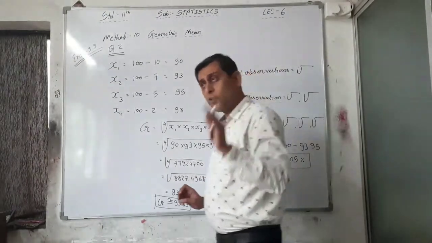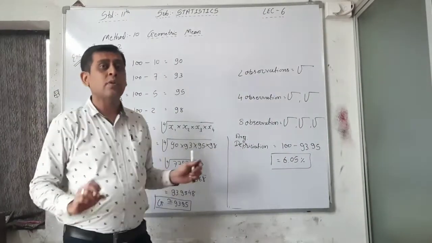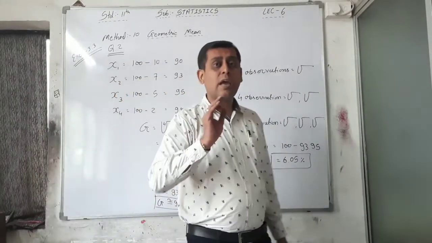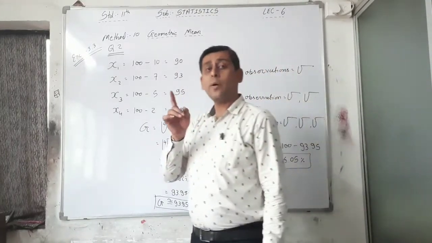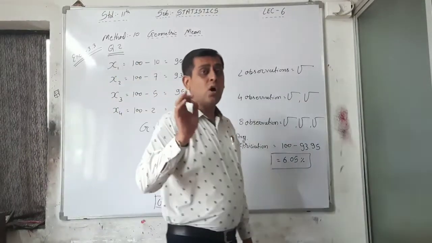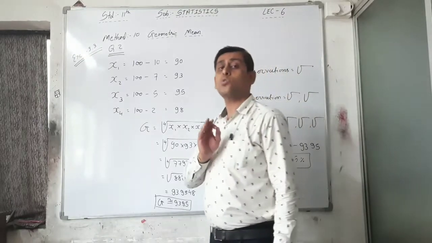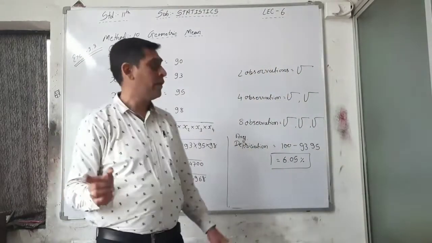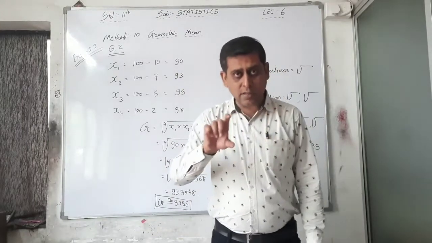Always in appreciation it is increased, or in depreciation, at both the time you have to subtract. In appreciation the answer is more than 100, that's why you have to do answer minus 100, and in the depreciation always the answer is less than 100, that's why you have to subtract the answer from 100 and you get the original answer. Okay, this is the method.